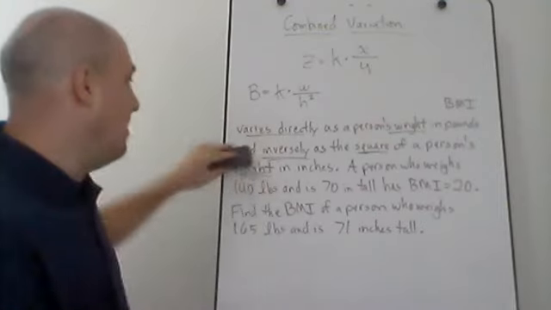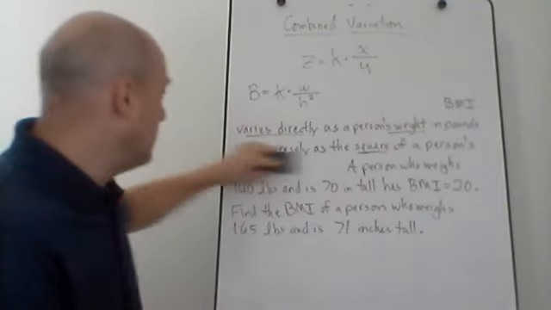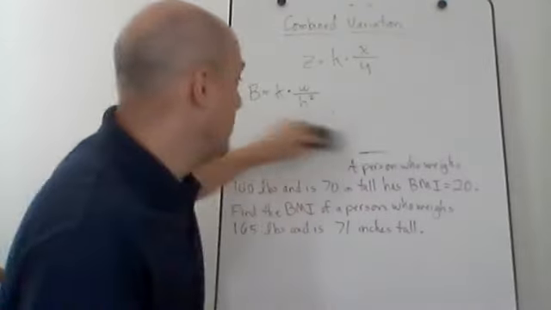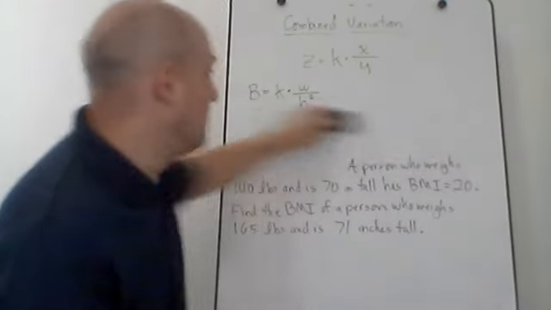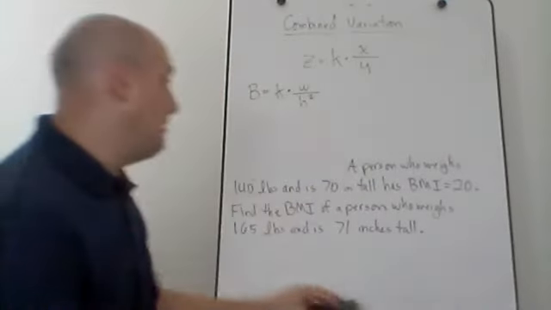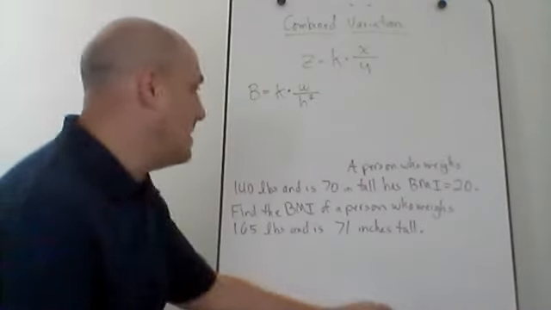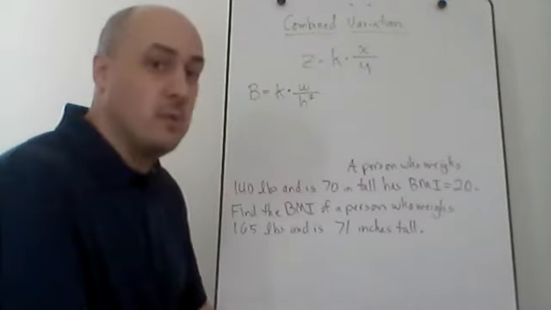So now that we've got all that, I'm going to erase that part of the problem because we don't really need that information anymore. That information just served to tell us how to set up our formula, what type of variation we have and what the variables were going to be and all that stuff. All right, so we got our formula.